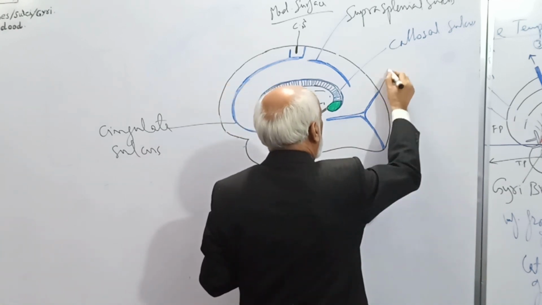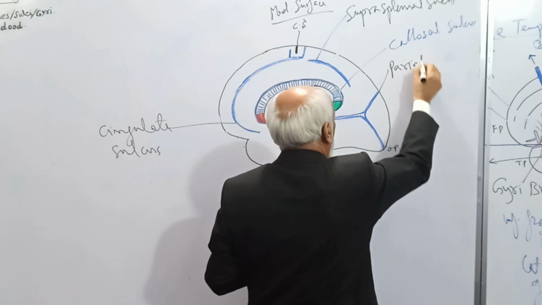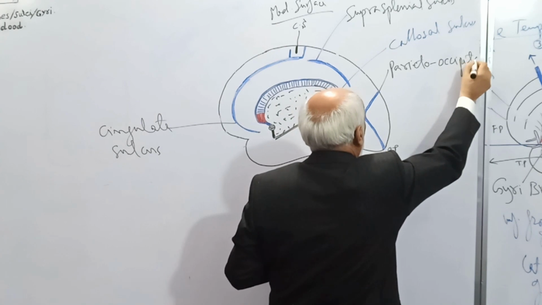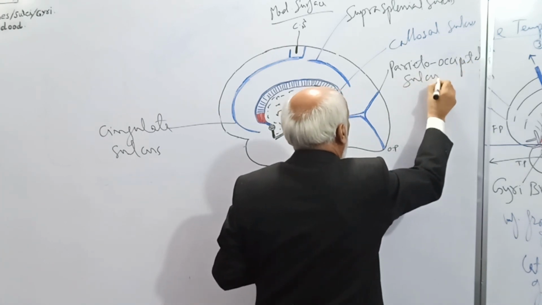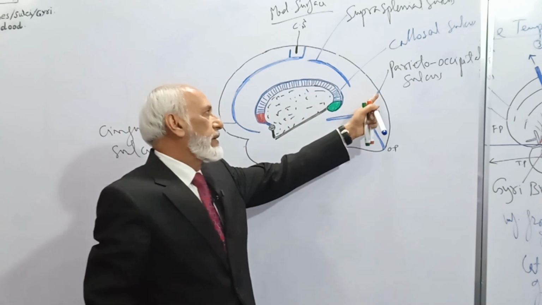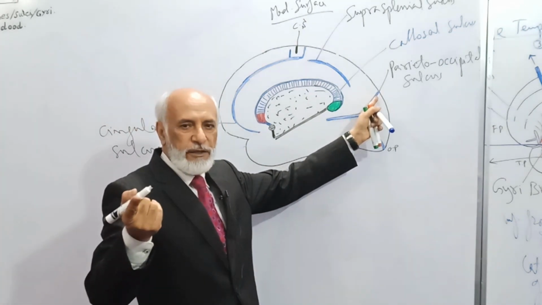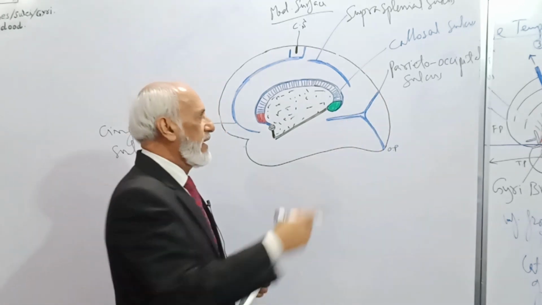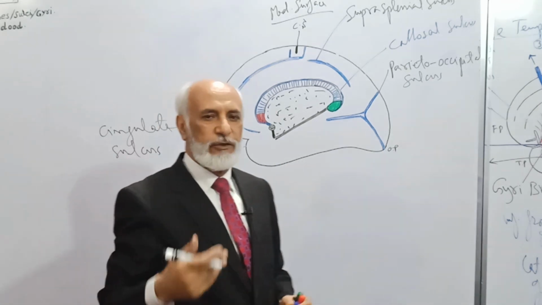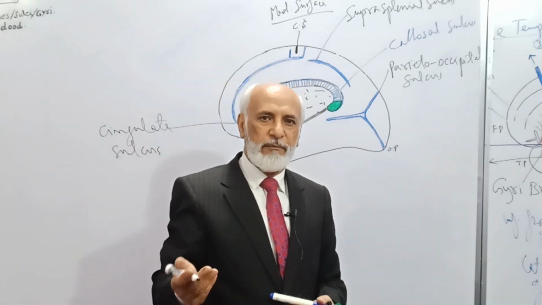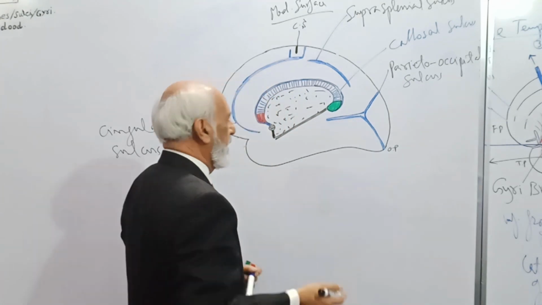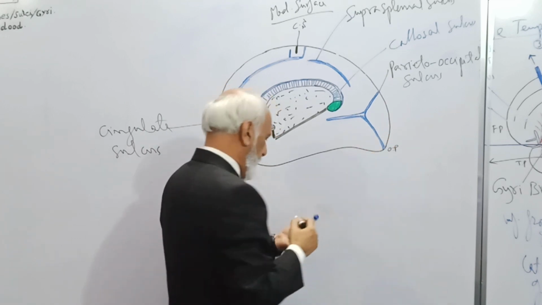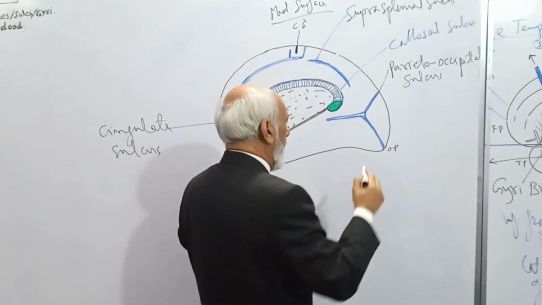This is parieto-occipital sulcus, which reaches and crosses over the supromedial border of the cerebral hemisphere and then runs downwards and forwards on the supralateral surface of the cerebrum, which we discussed in the last lecture. Then again another sulcus extends downwards and backwards towards the occipital pole of the cerebral hemisphere.